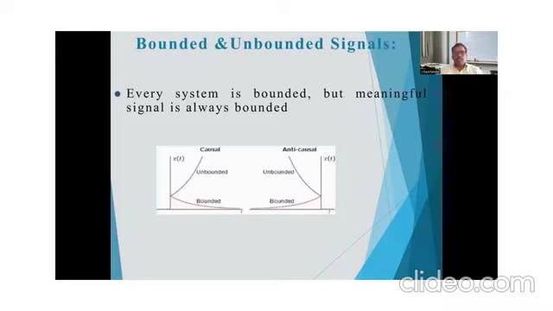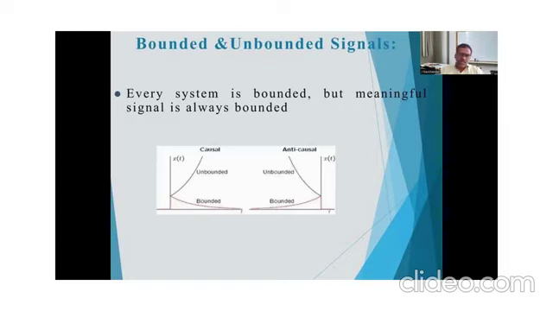Now, next, another classification of signals is bounded and unbounded signals. Bounded means finite. Unbounded means infinite. For a bounded input, if it produces a bounded output, that is called a stable signal.